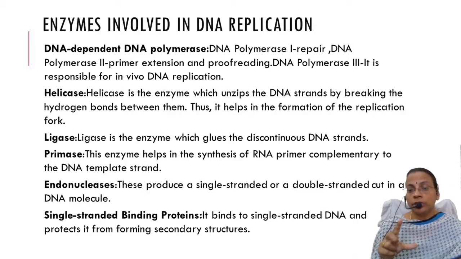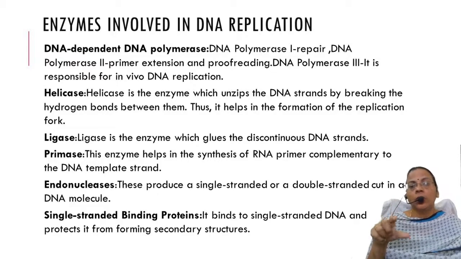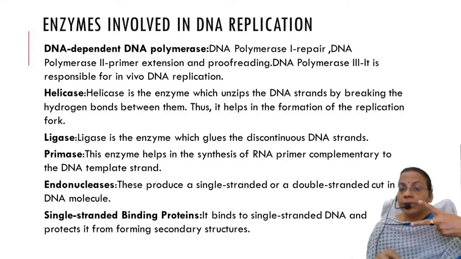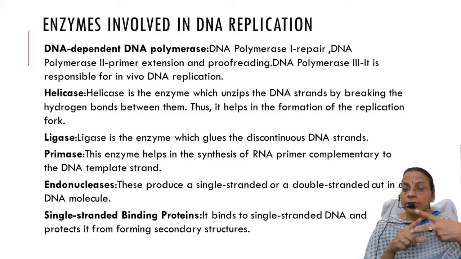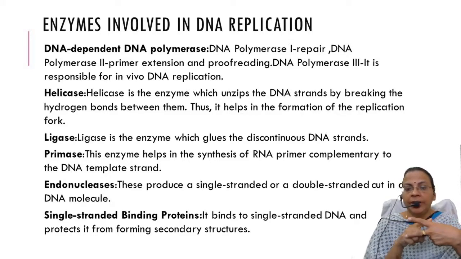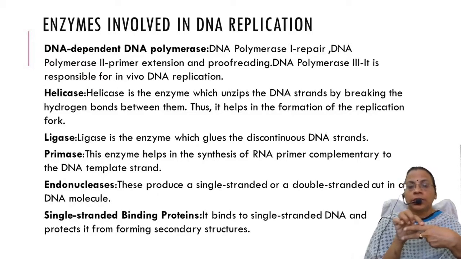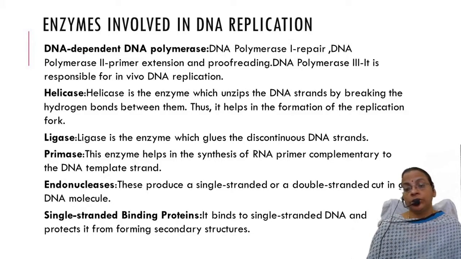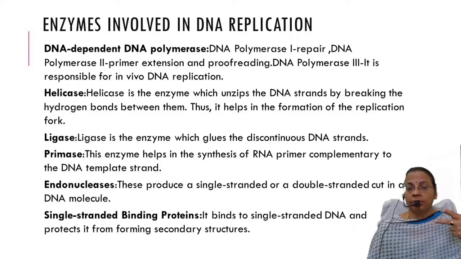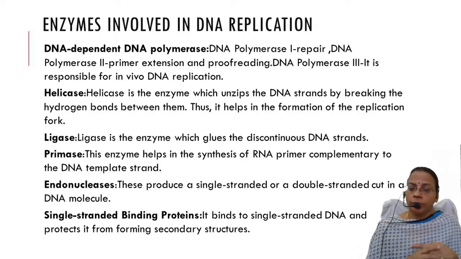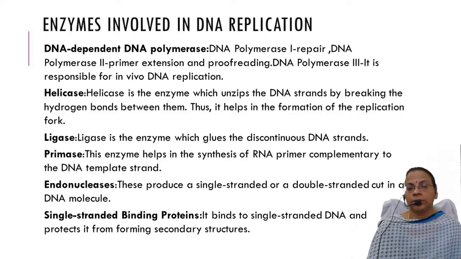In order to avoid the recoiling, both the strands have to remain single-stranded for a long time. So in that fork region, the replication fork region, the single-stranded binding proteins will bind. They will give stability to remain as single strands when the replication is going on. So the purpose of single-stranded binding protein is to stabilize the single-stranded condition when the replication takes place.